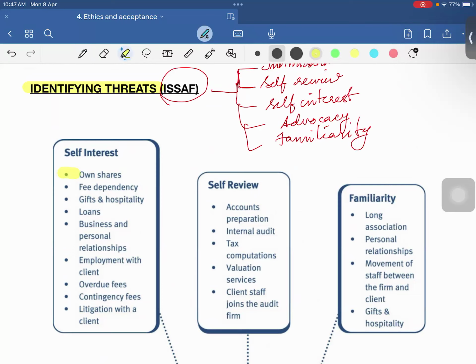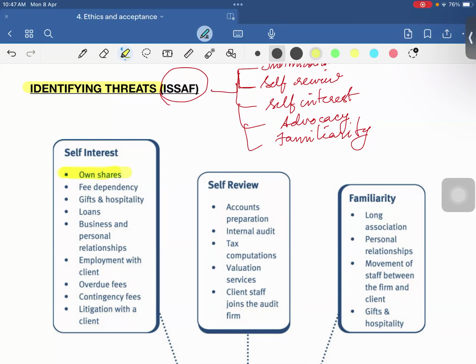What are the self-interest threats? First one, owning shares. Suppose you have client shares with you, that is, you bought client shares long before and you still have them. That is going to cloud your judgment, right? While you audit, if there is anything of notice, you won't say, because disclosing that would harm the company. That is a self-interest threat, because you're not going to give a correct verdict. Your objectivity would always be compromised.